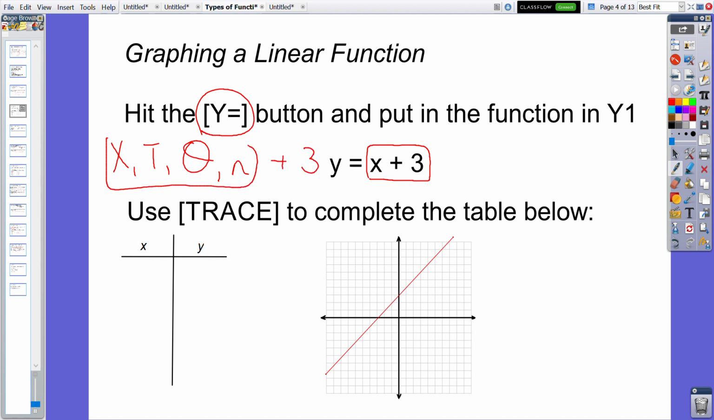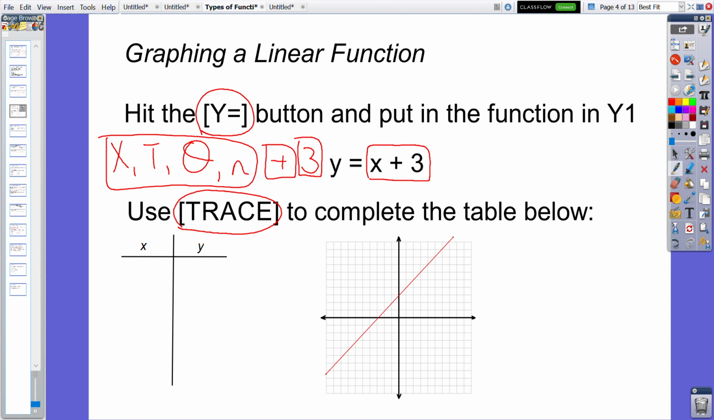When you're done doing that, once again, these are just buttons that you put in. These are keystrokes. You're going to hit this trace button, which is 4 buttons from the left, and that allows you to find out what x and y values work here. Okay. Obviously, I have the line already graphed here, but I wanted to show you how we get this line.